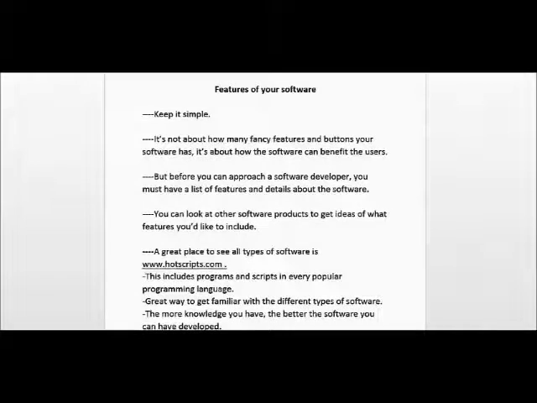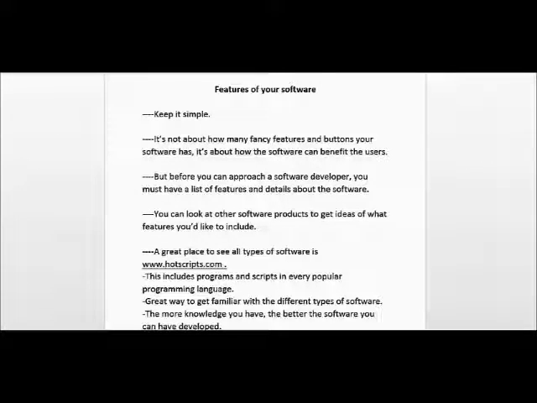All right, so let's talk about coming up with a list of features and details of what your software is going to include. You've got to remember to keep it simple though, because it's not about how many fancy features and buttons your software has. It's about how the software can benefit the user. Because sometimes it's the most simple software that can become a best selling product. But before you can approach a software developer, you must have a list of features and details about the software product you plan to create.